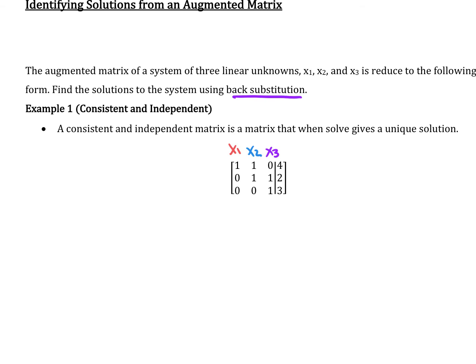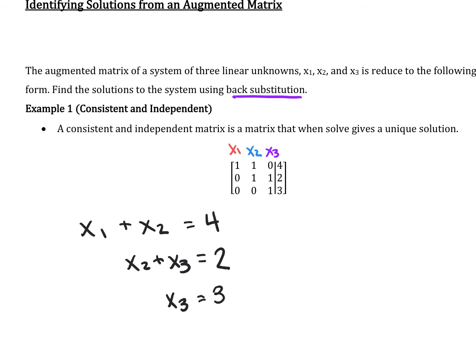The first equation would be x1 plus x2 plus x3 is equal to 4. The next equation says x2 plus x3 equals 2. And then the last one says that x3 is equal to 3.